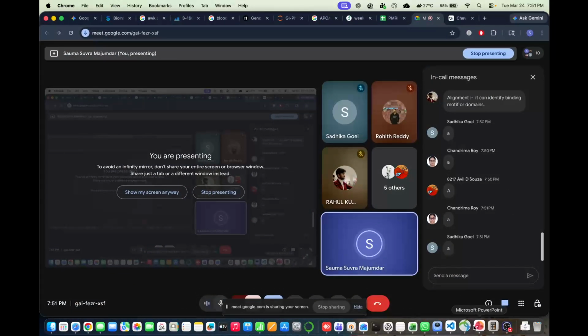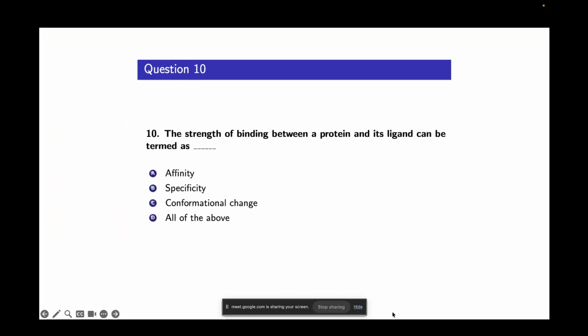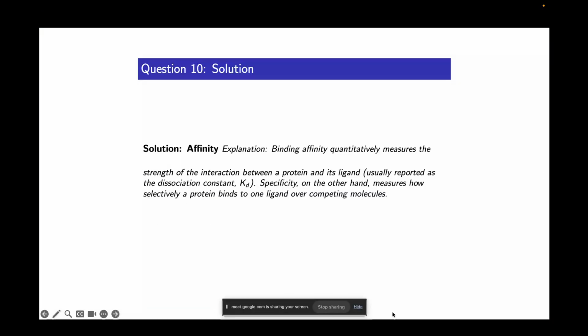So I think all of us are familiar with affinity. Binding affinity is the term that is used, which quantitatively measures the strength of interaction between the protein and its ligand. Usually it's the dissociation constant for the reversible reaction, as in enzyme kinetics. So this is known as binding affinity.